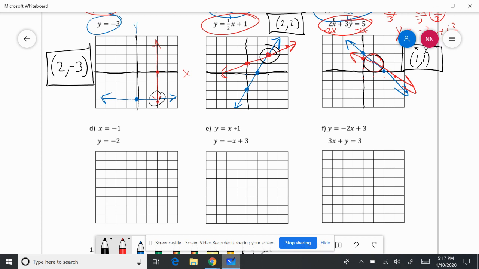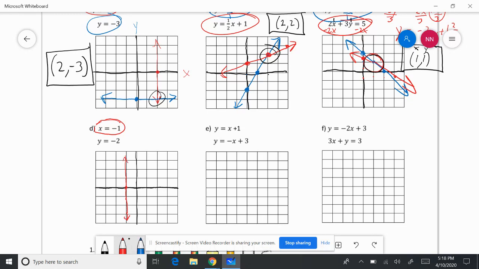We're going to continue solving by graphing. Looking at letter D, first thing that we're going to do is we're going to write or draw our XY axis. We see that with our first equation, x is equal to -1. So along the x-axis, we're going to go to -1. And remember, we're drawing our vertical line.